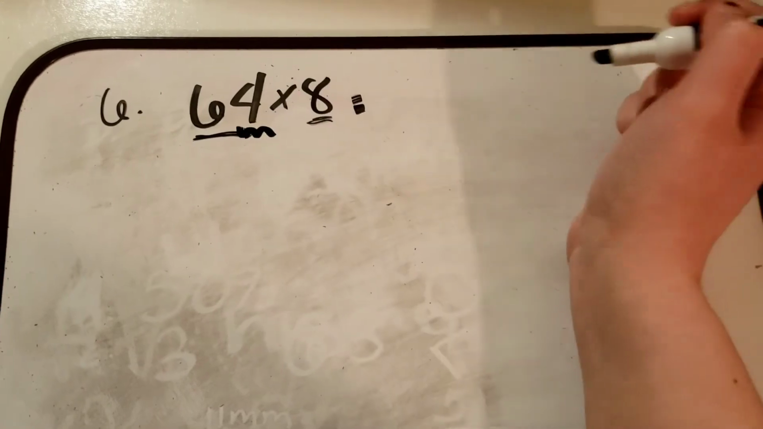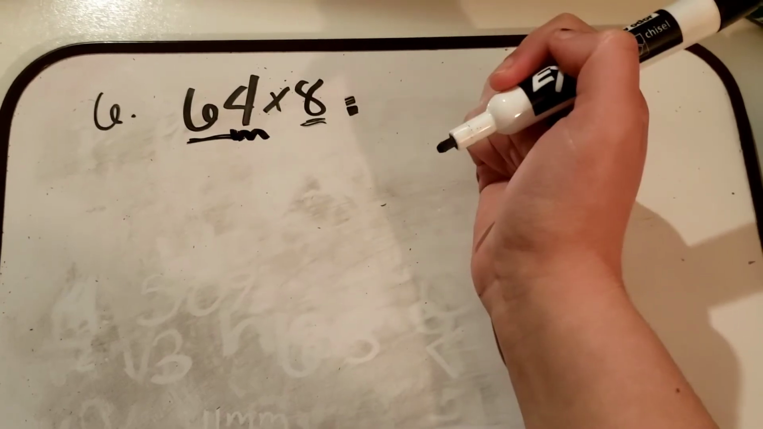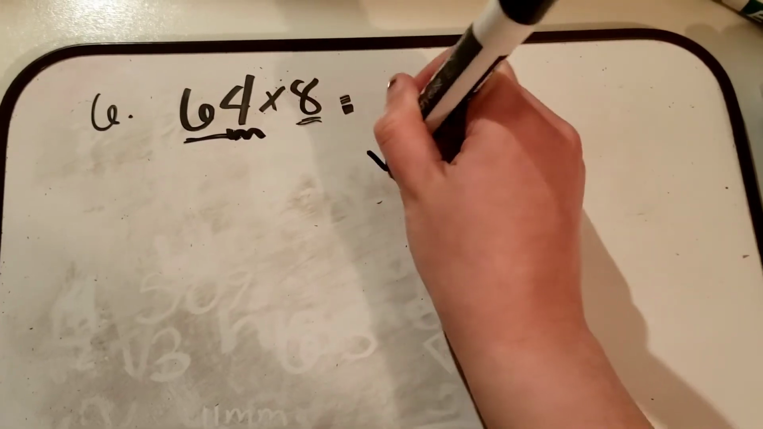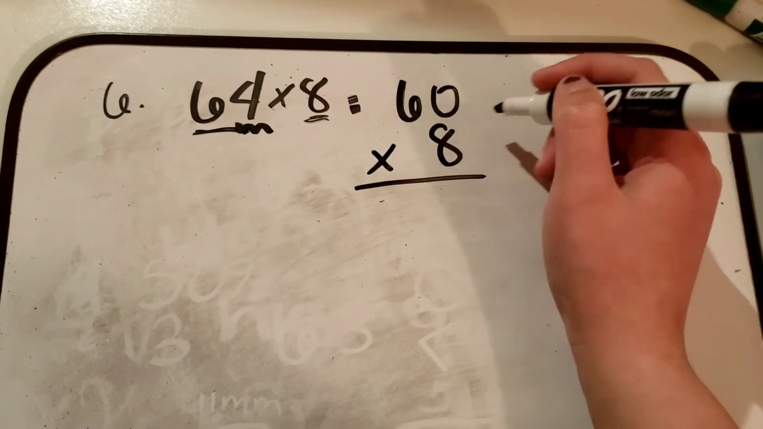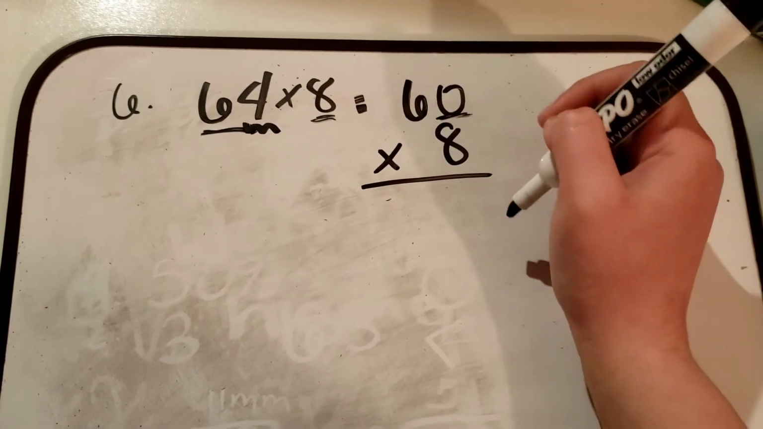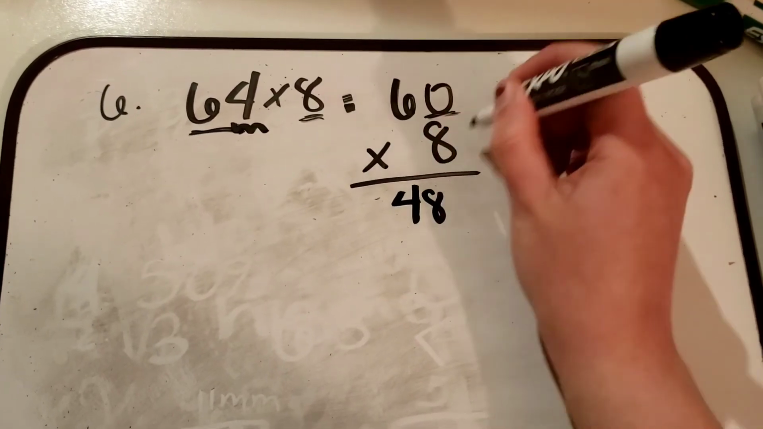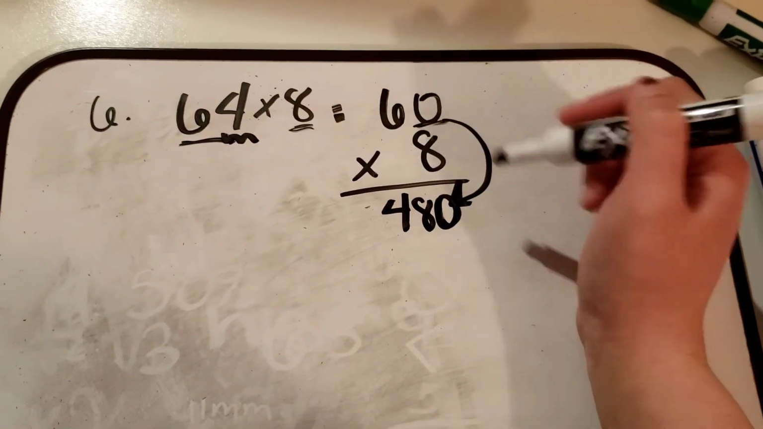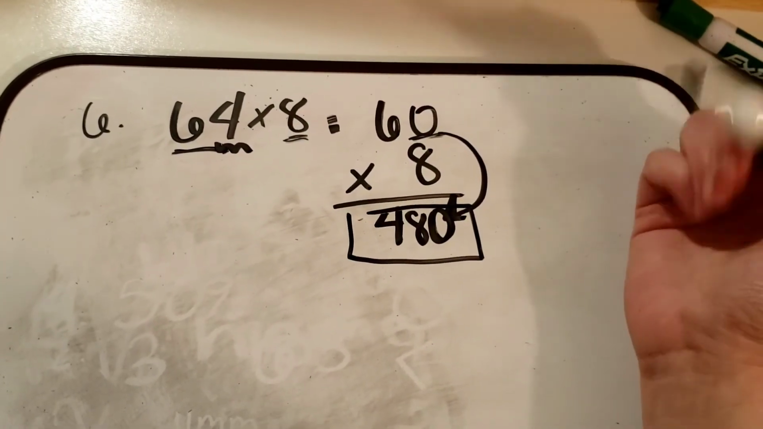Is the 4 going to make us go up to 70 or down to 60? Because 4 is closer to 0 than 10, it's going to make us go down to 60. So we're doing 60 times 8, which we've also learned with the zeros, he can just wait a little bit and rejoin his friends later. So we're just going to do 6 times 8 is 48. And that 0 can come down and join them again. So we just did 6 times 8 and added that 0. So it is about 480.